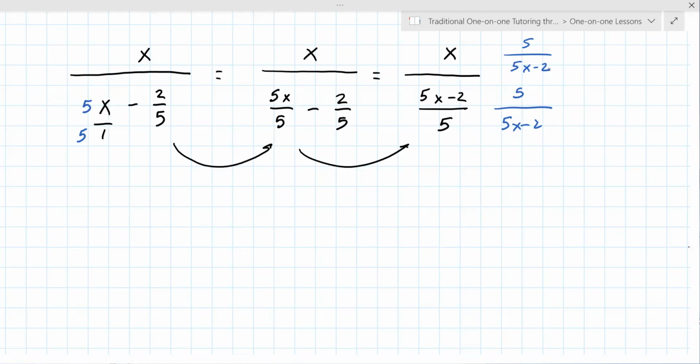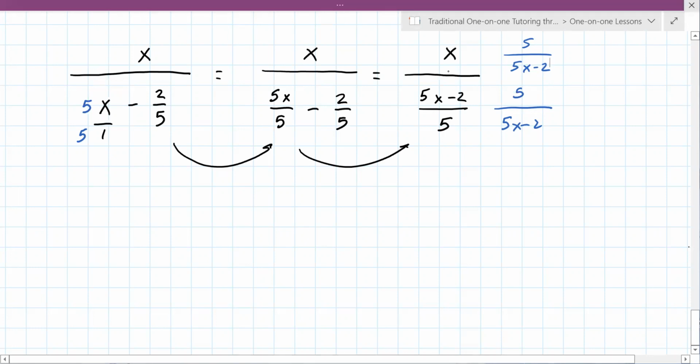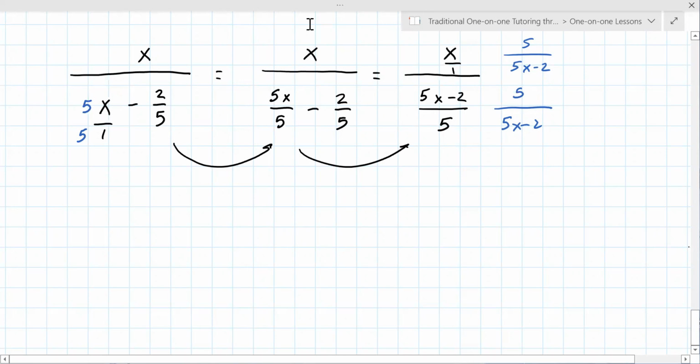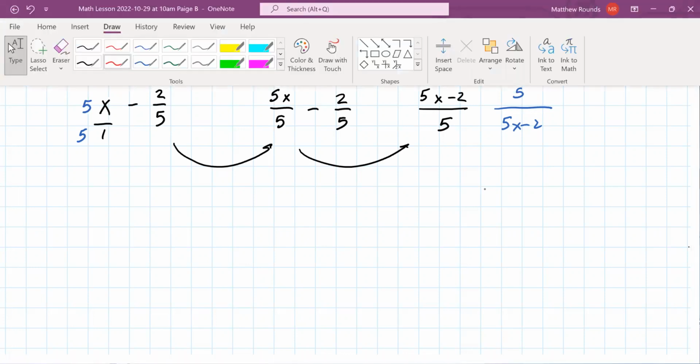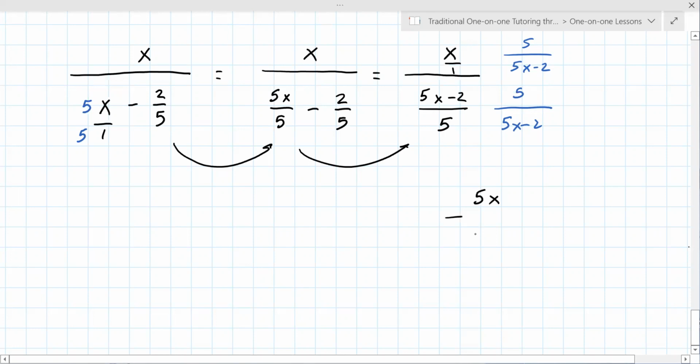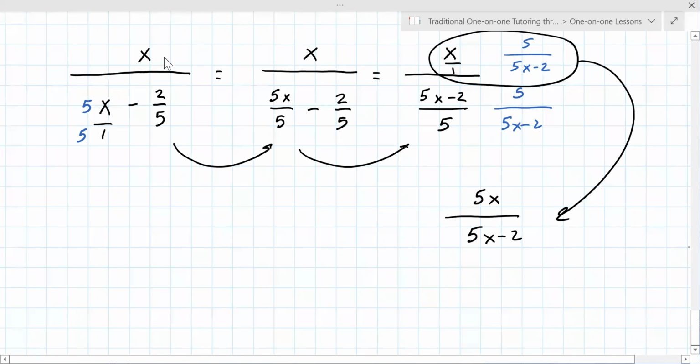So wait, for the numerator, when you multiply x over 1 by 5 over 5x minus 2, you can't cancel out the x's? No, you cannot, and that's really important. On the bottom, everything cancels, but on the top, you generally just leave it as 5x over 5x minus 2, because on the bottom, everything cancels out.